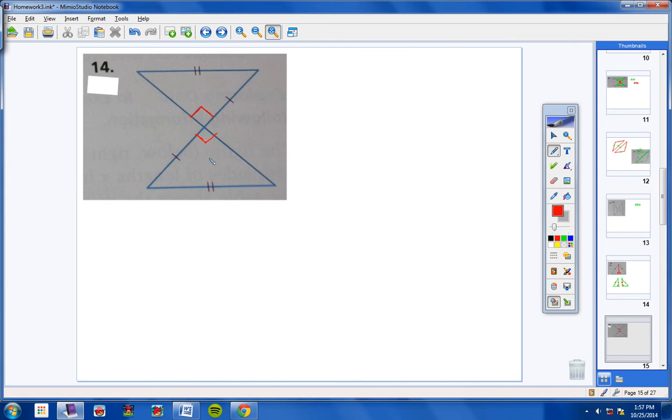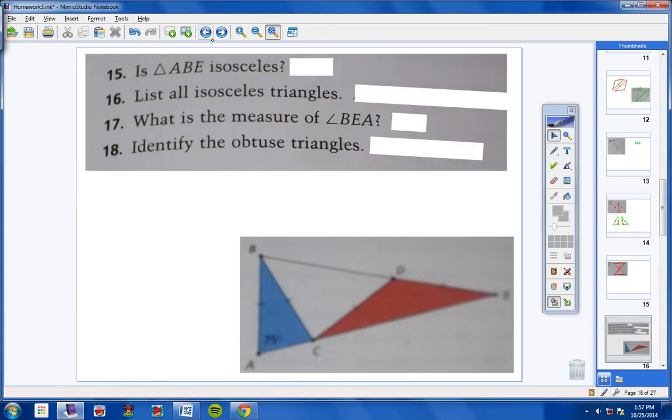So if I have a right triangle, again, look, students, all that I need is to have a hypotenuse and a leg congruent to a hypotenuse and a leg. And that's what I have. I have a hypotenuse and a leg here congruent to a hypotenuse and a leg here. And they're both right triangles. So yes, I can definitely state these two triangles are congruent by hypotenuse leg. Okay? Okay, moving on to number 15 through 18.